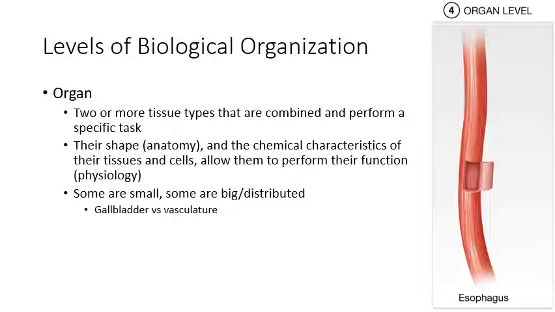The vasculature, which is all the blood vessels in your body, is also counted as an organ because it has multiple tissue types and it's working to serve a specific purpose, which is to transport things around the body.